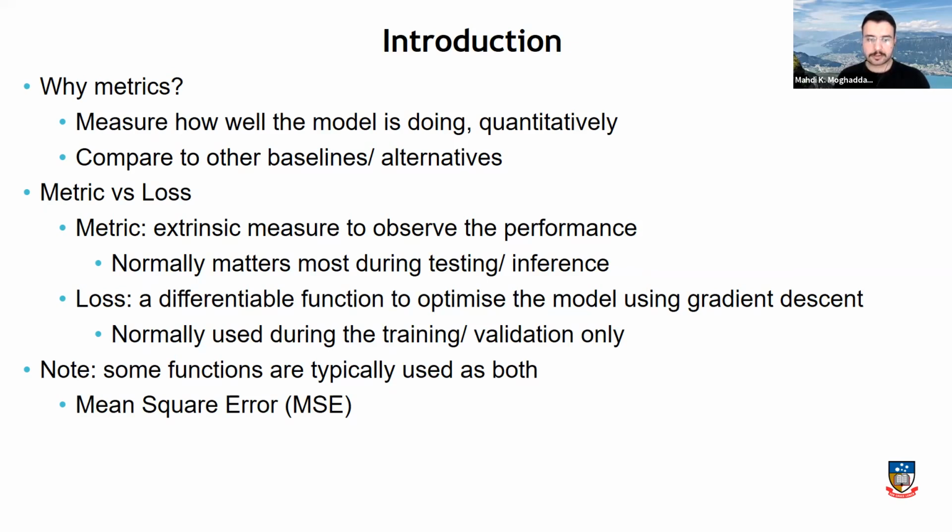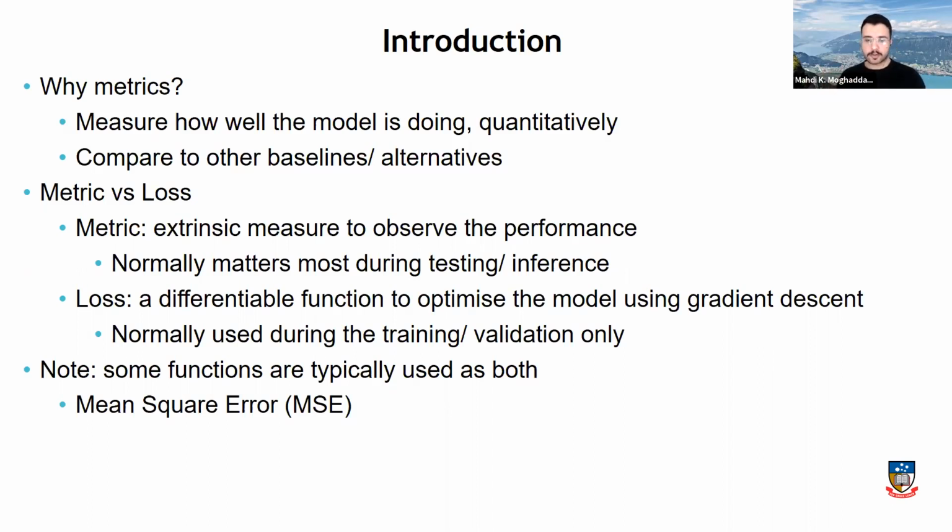Both of them are functions. The difference is that the metric doesn't have to be differentiable, because you're not getting the gradient, you're not getting the derivatives, you're not doing optimization on that, whereas a loss most of the time has to be differentiable so that you can update your model. But the same function can be used as both. For example, if you're doing a regression task, you might use mean squared error to update the parameters of your model. That's where you call it a loss.